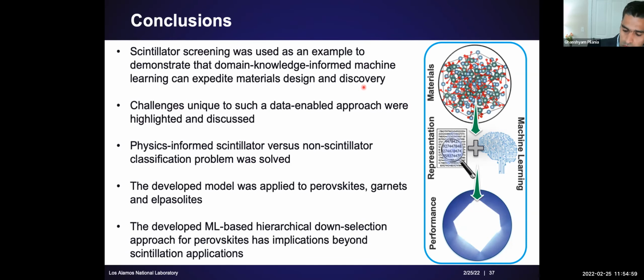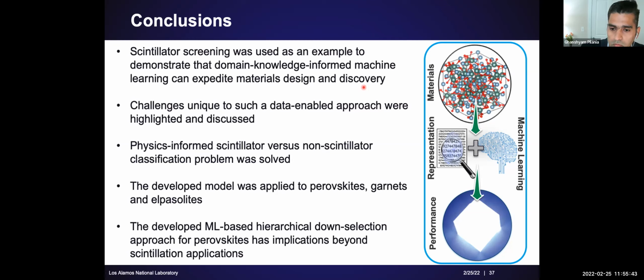So with that, I would like to go ahead and conclude. In this talk, I've shown you a domain knowledge informed machine learning approach to expedite scintillator design and discovery. We discussed challenges that are unique to this data-enabled approach, and we presented a physics-informed scintillator versus non-scintillator classification model, which, combined with models of performance applied to different crystal structures, perovskites, garnets, elpasolites, has identified new chemistries at different stages of development and testing.